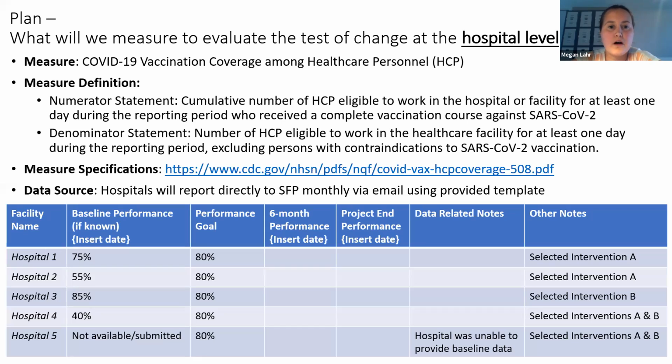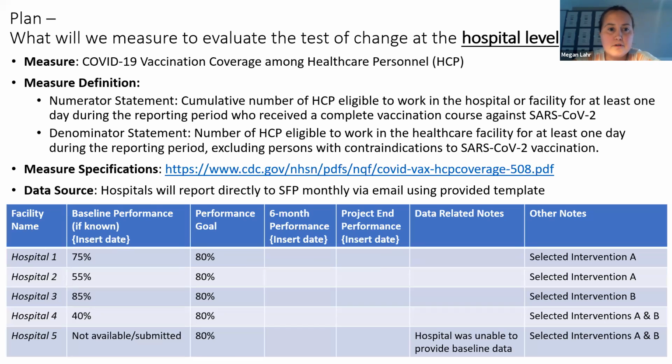And so in this example, we are getting the data directly from the hospitals. This may be something that you're working with your subcontractor to do. This may be something that you're pulling from some sort of database or other reports. And so that data source piece is really how are you going to actually get the data as the State Flex program, the individual hospital level data.